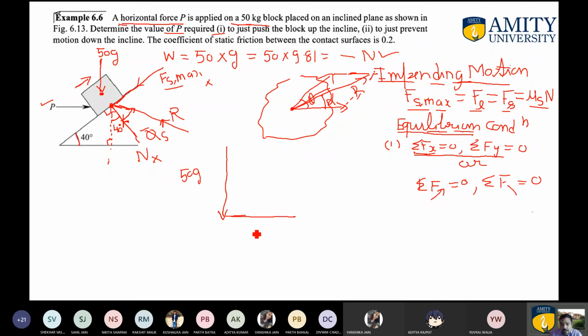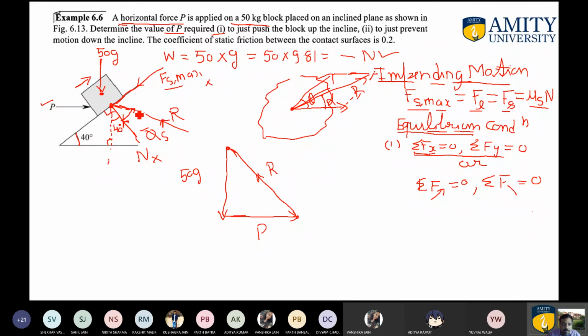Apply as it is. This is P in the horizontal direction. Now it is very obvious that the closing side will give you the third force, which is your R. So this is how you are required to draw the third force, which is R. Now mark the angles very carefully. Now this is the R, as you can observe. This is the vertical line.